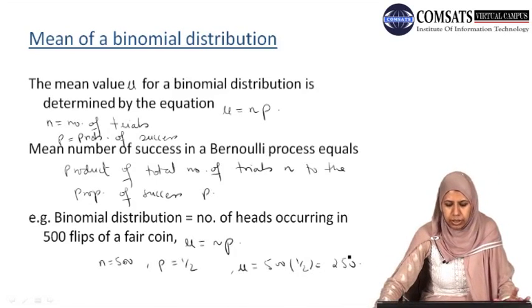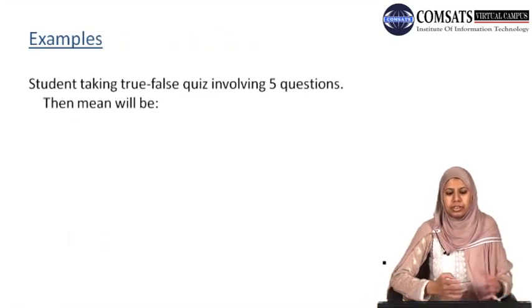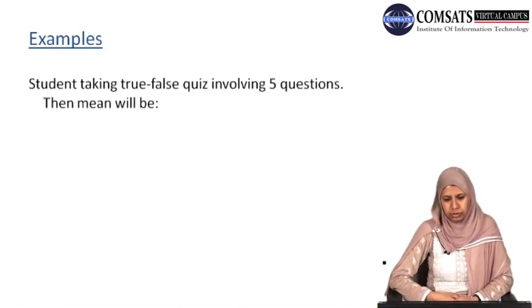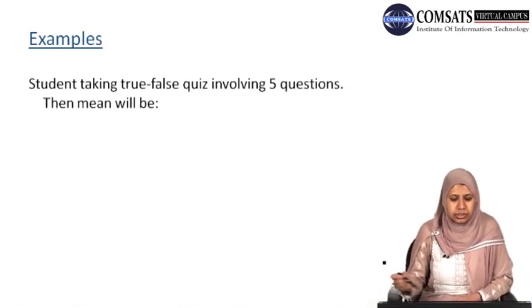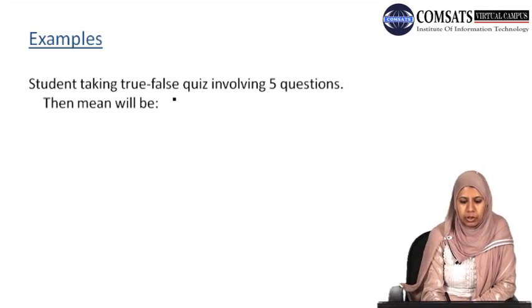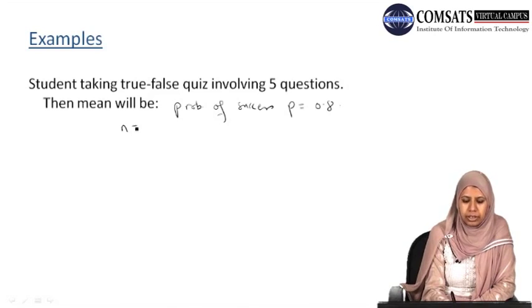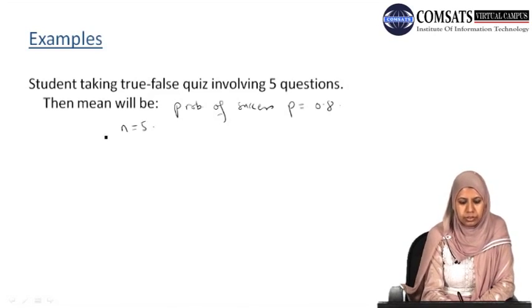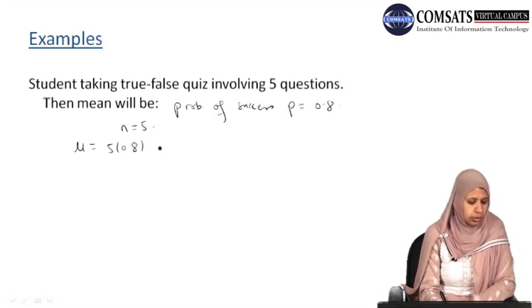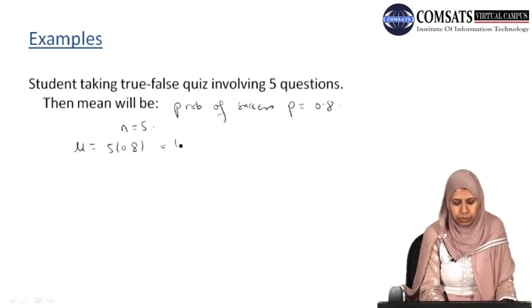Let us consider one more example of students taking a true-false quiz involving 5 questions. The probability of success p was 0.8, the total number of trials was 5, so the mean in this case will be 5 into 0.8, which is equal to 4.